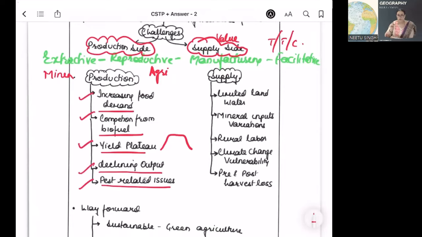I was always aware of it, but I never thought that this is the way I can frame it up. This is where I stand very strongly in focused support of you. Supply segment: limited land and water, mineral input variation, rural labor, climate change, pre- and post-harvest loss. And mind it, you are writing it from a global perspective. You can certainly put examples with each.